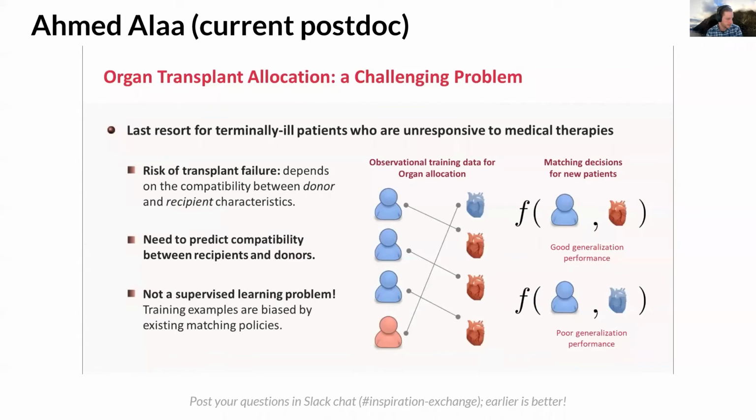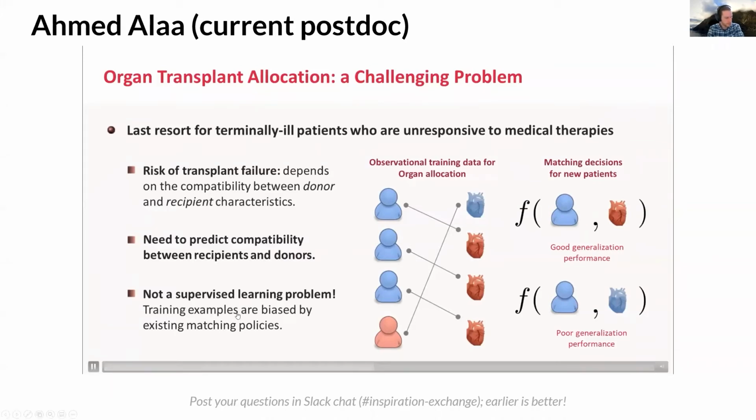But of course, the data that we have about organ transplants are observational data. These are data points that are generated by previous clinical practice, in which we observe certain types of patients being consistently matched to certain types of donors. So this is not a standard supervised learning problem where we can just plug in the donor features and recipient features and fit a function that maps these two features to a probability of transplant success. But we also need to account for the matching bias that is induced by the existing clinical practice.